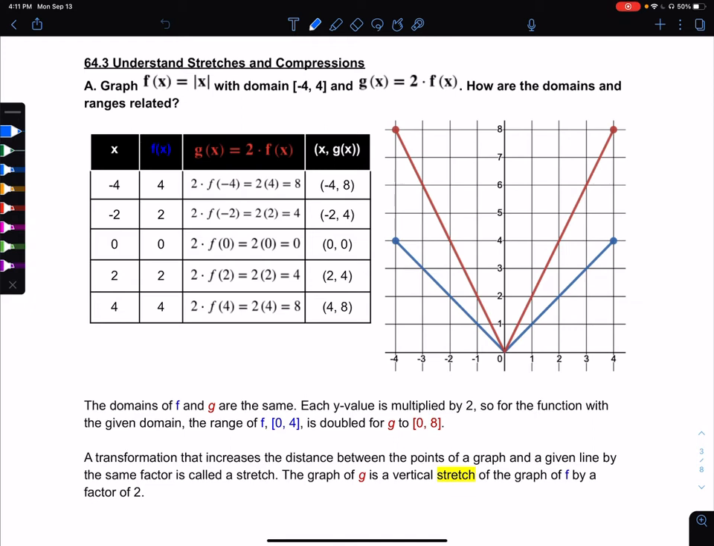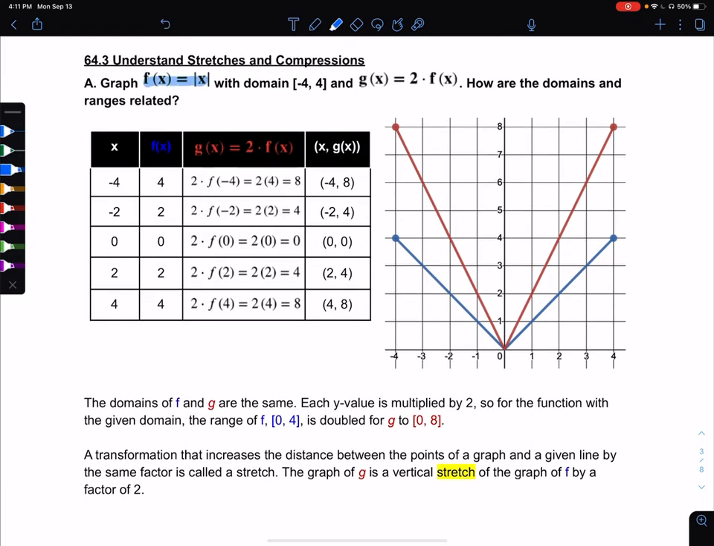So part A, they want us to graph f of x is equal to the absolute value of x, and that's already been graphed here in blue. So f of x is equal to the absolute value of x, with domain -4, 4. You can see that here our domain has its limits. And g of x is equal to 2 times that f of x. So that is graphed in red. And they want to know how are the domains and ranges related.